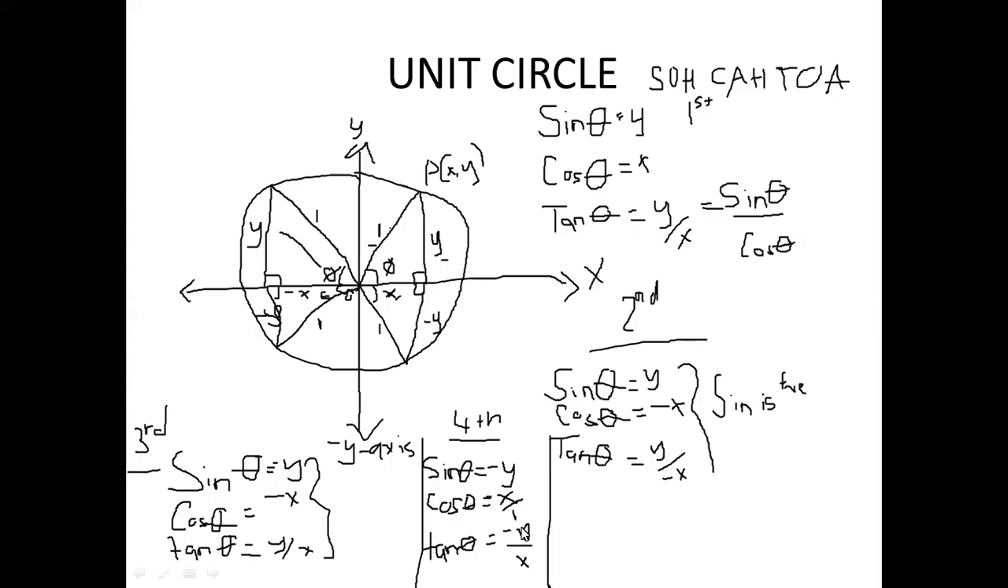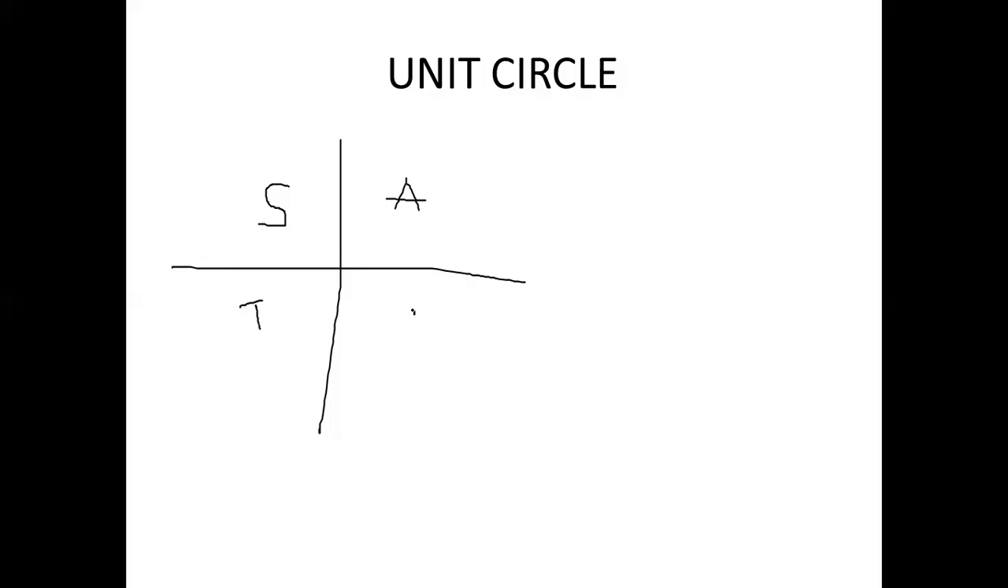In the fourth quadrant, realize that it's only cos that's positive. So in this quadrant, realize that all trigonometric ratios were positive. In the second one, realize that it's only sine that was positive. In the third one, realize that only tan was positive. And in the fourth one, it was only cos that was positive.